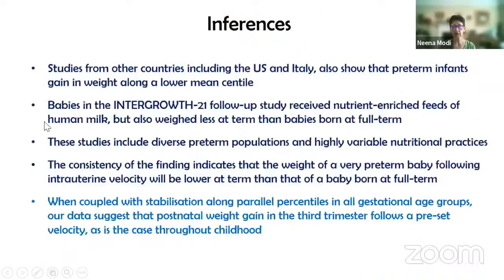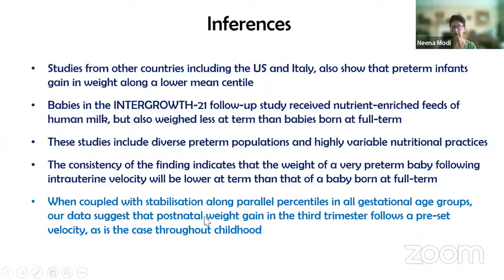There are other studies from around the world, studies from the United States, from Italy, for example, also show that preterm infants gain in weight along a lower mean centile. I've mentioned the Intergrowth study already, but collectively these studies include diverse preterm populations and highly variable nutrient intakes. But the consistency of the finding that weight velocity is very much the same, regardless of which study you look at, is a very interesting finding.